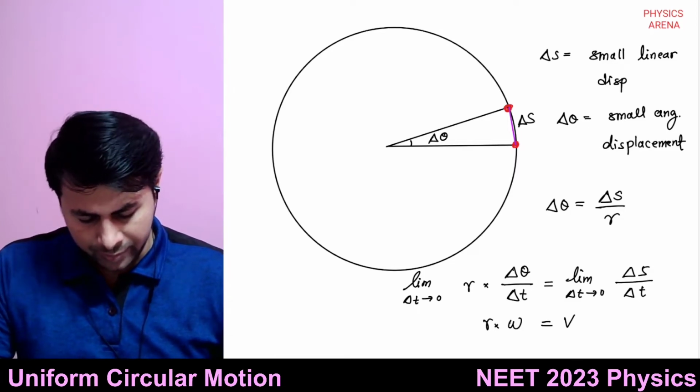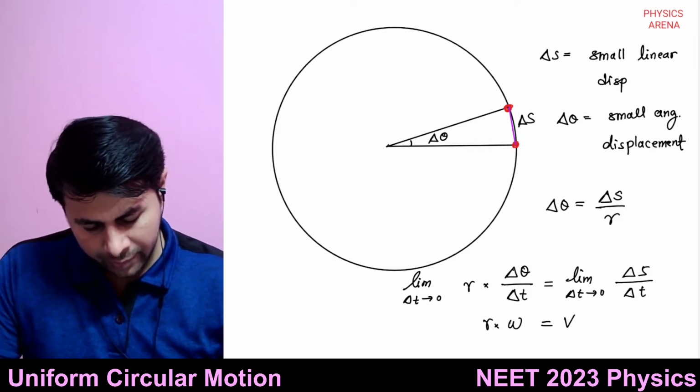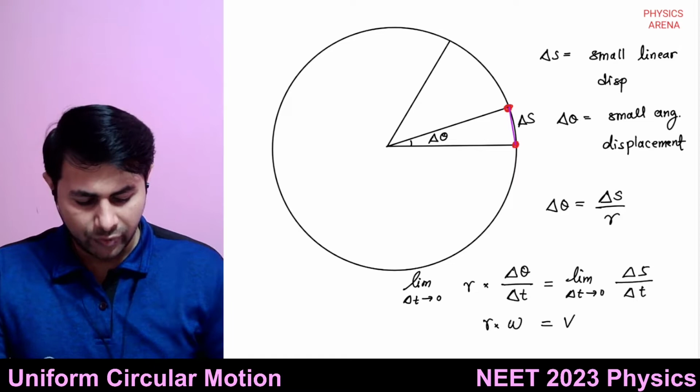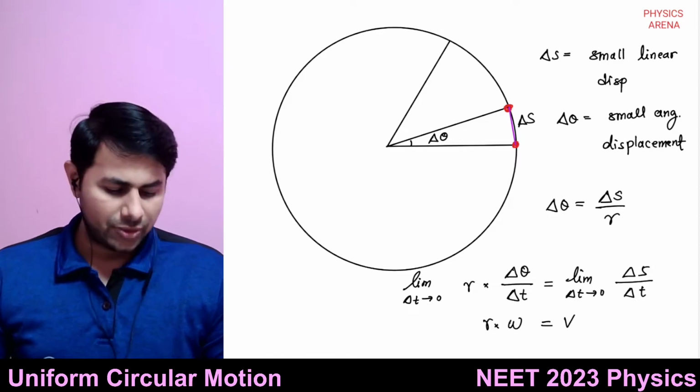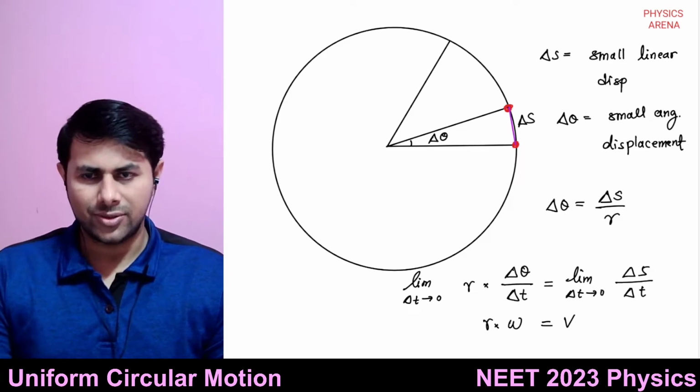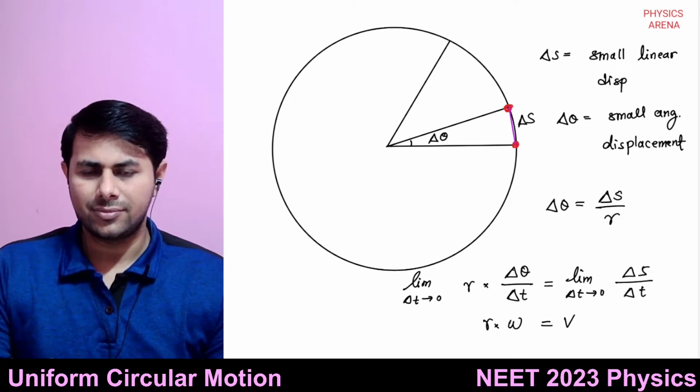So let's suppose I take this much angle. Now will it be true? V equals r multiplied by omega. Will it be true? Now let's suppose I want to find the average velocity. So is it equal to r multiplied by omega?